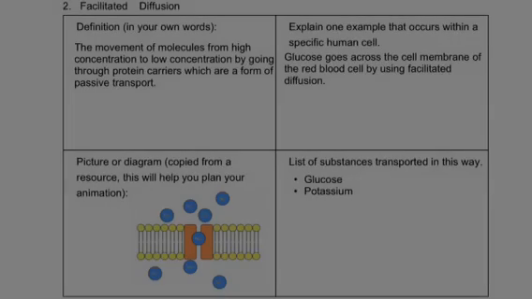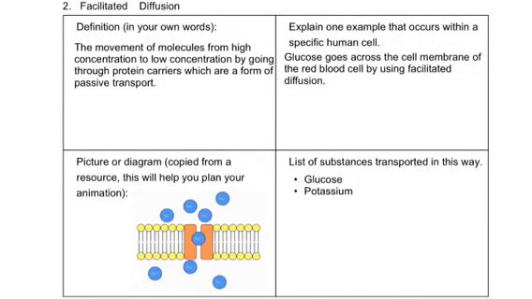Facilitated diffusion. The movement of molecules from an area of high concentration to an area of low concentration by going through protein carriers, which are a form of passive transport. One example that occurs within a specific human cell is glucose goes across the cell membrane of the red blood cell by using facilitated diffusion. A list of substances transported in this way are glucose and potassium.